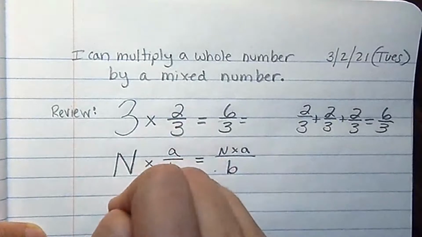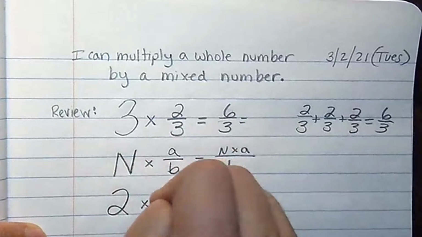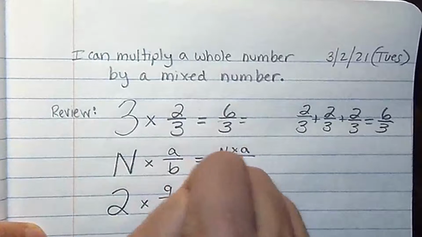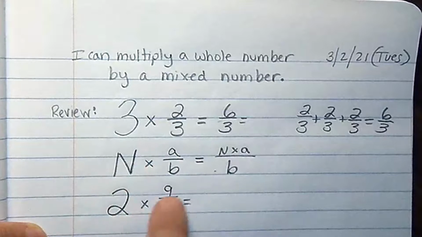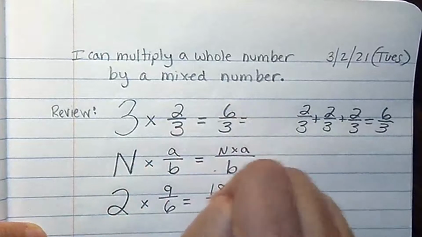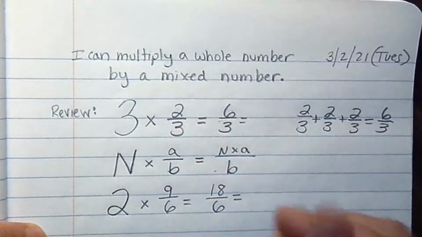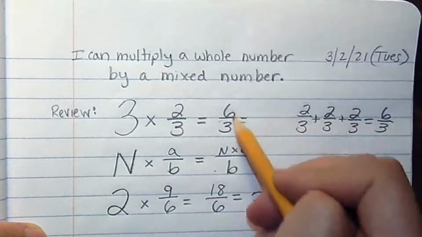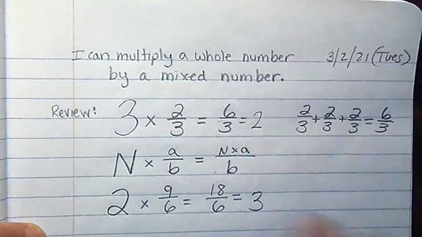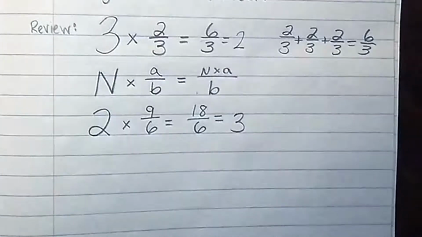So what if I wanted to do 2 times 9/6? Well, following my rule, N times A over B, I'm going to do my big number times my numerator. 2 times 9, that gives me 18/6, which I know simplifies. 18 divided by 6 would give me 3. 6 divided by 3 would give me 2. Okay, it's mostly a review of what we did yesterday.